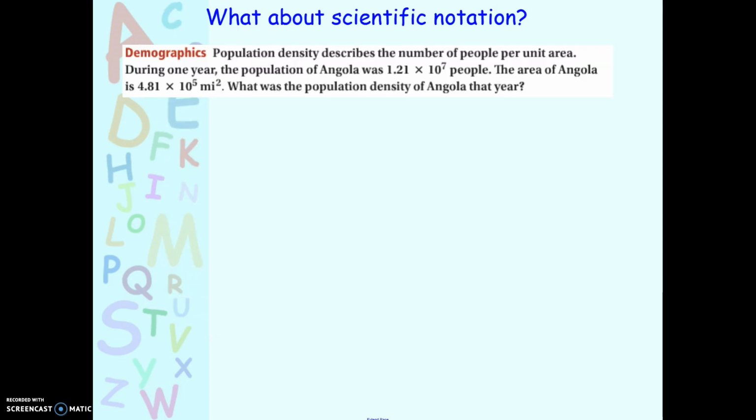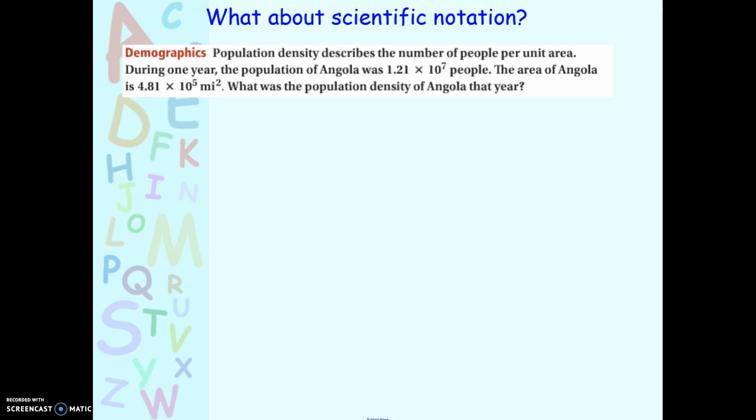So in the last example we have scientific notation with division. And with scientific notation, you're still going to follow the same steps, kind of like with the multiplication, where you're going to divide the numbers and then subtract the exponents on the tens.